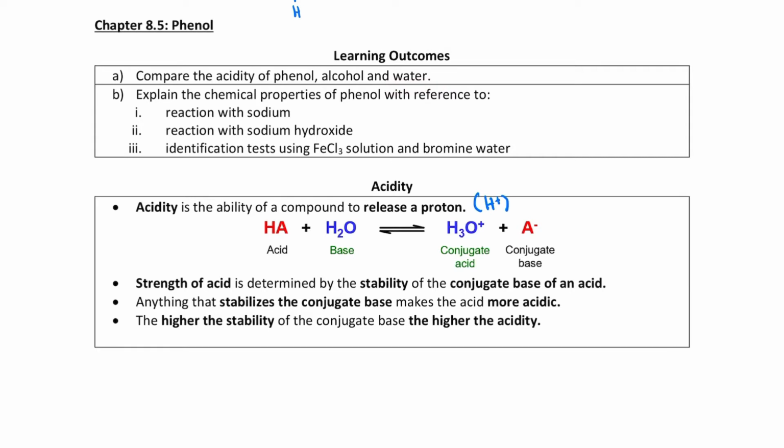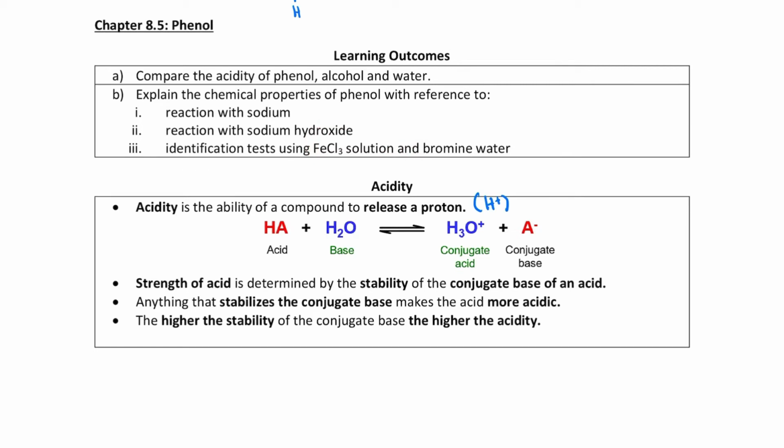Okay, and then after that, you should be able to explain the chemical properties of phenol with reference to reaction with sodium hydroxide, and identification test using ferric chloride solution and bromine water. So maksudnya dekat sini kita akan belajar reaction of phenol. Reaction of phenol ada 2 je, okay. Sodium dengan sodium hydroxide. Lepas tu yang ini dia more to identification test ataupun chemical test.